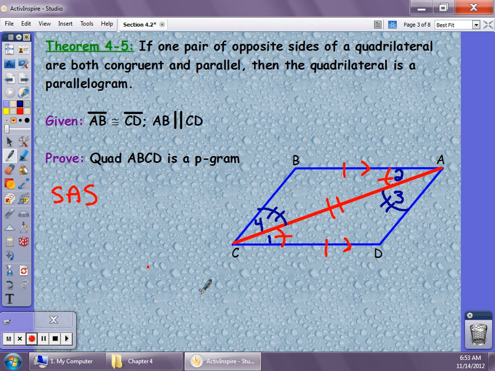And based on CPCTC, I now know that angle 3 is congruent to angle 4, which also makes BC parallel to AD. So now we were able to prove that opposite sides are parallel. Therefore, this is a parallelogram.